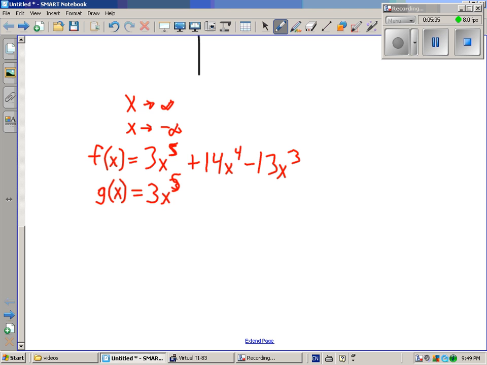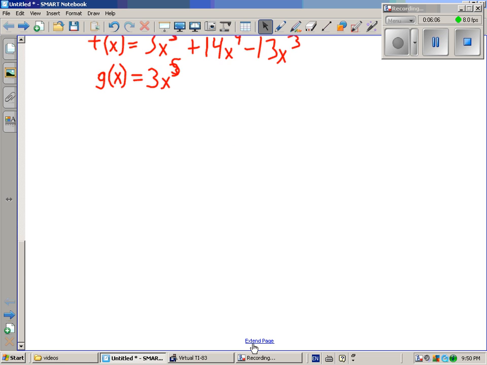Those two functions, as you zoomed out, became indistinguishable because, as a reminder, if x is equal to 100, x to the 5th is 100 times bigger than x to the 4th. It's 10,000 times bigger than x cubed. So when x gets really big, the other terms just don't matter. Well, we can use this when we're finding horizontal asymptotes.